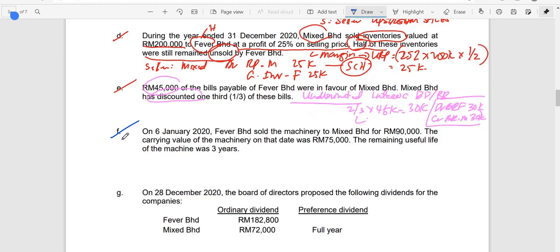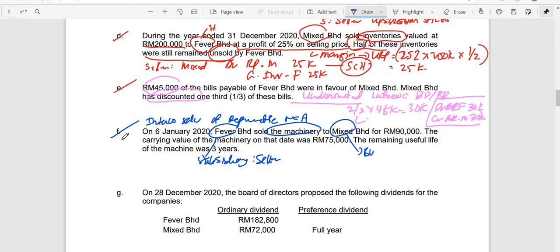F is an intercompany sale of a depreciable non-current asset. The seller is the subsidiary, because they sold machinery to Mix. So the buyer is the holding company, for 90,000. The carrying value to the seller was 75, but the selling price to Mix was 90. So there was a difference of 15.